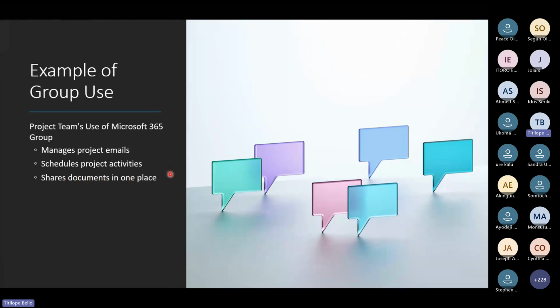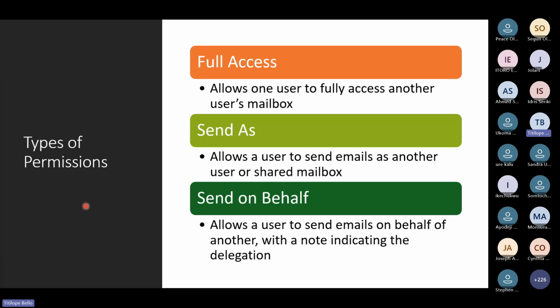So what kind of documents will you keep here? You keep things like the project plan, the scope of work, maybe the project architecture and everything. They are all in a central location, which is within the Microsoft 365 group that has been created for that project. So moving on, let's talk quickly about permission.